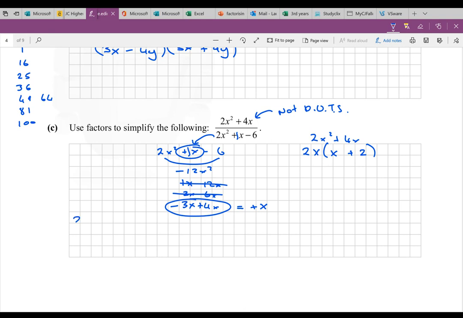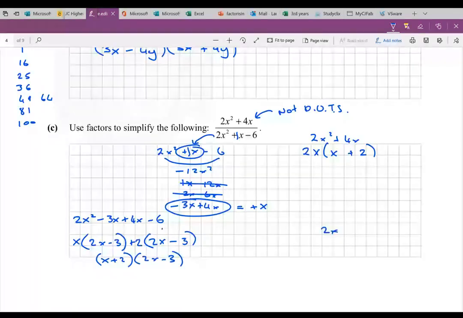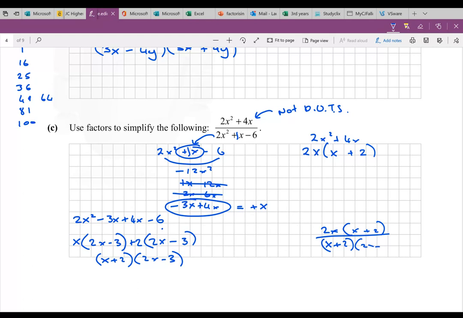So I have 2x squared minus 3x plus 4x minus 6. Take out the x, I'm left with 2x minus 3. I have a 2 in common with 4 and 6. 2 goes into 4, 2x times, and 2 goes into 6, 3. So (x plus 2)(2x minus 3). So my top line now is 2x times (x plus 2). My bottom line is (x plus 2)(2x minus 3).